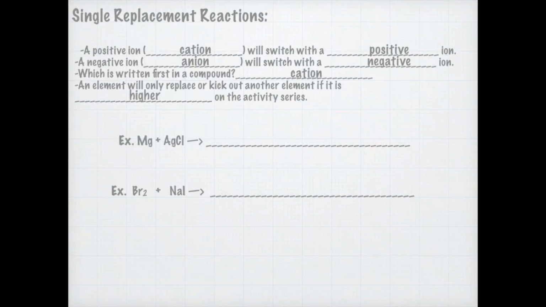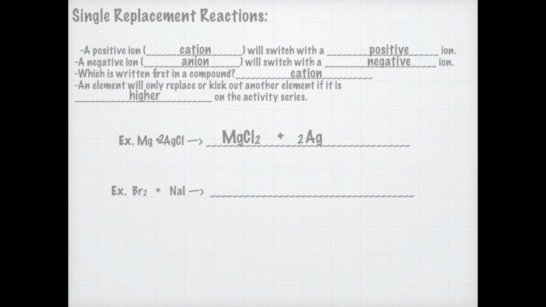So magnesium will go in, it's going to kick silver out, and it's going to form a new compound with chlorine. In order to write that new compound, I've got to cross my charges. So magnesium and chlorine, cross my charges, I get MgCl2, and silver is now by itself because it got kicked out. And the last thing I've got to do is balance, so I'm going to put a 2 in front of AgCl and then a 2 in front of Ag, and I'm done.